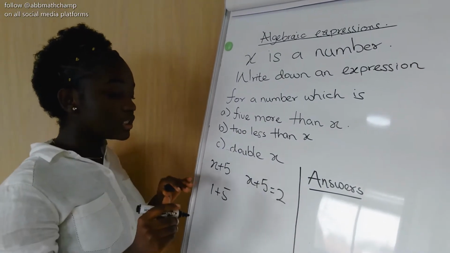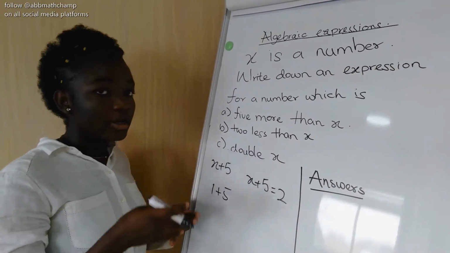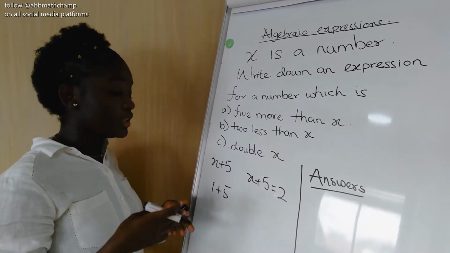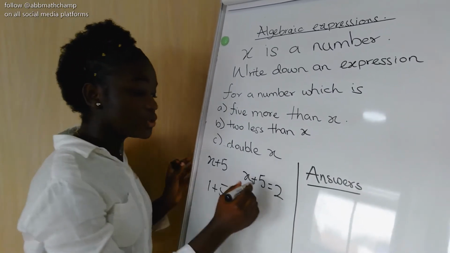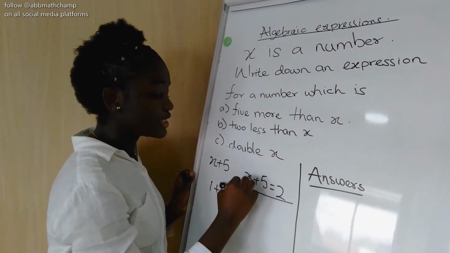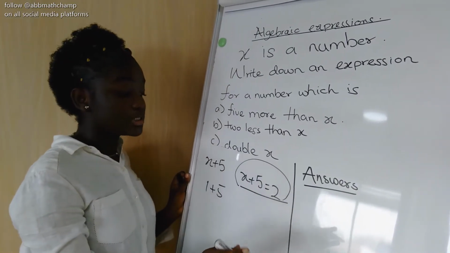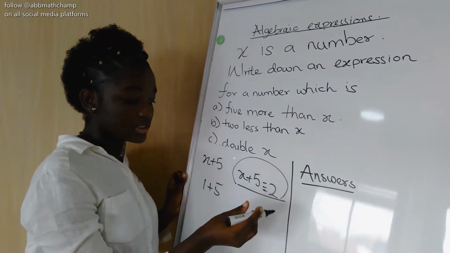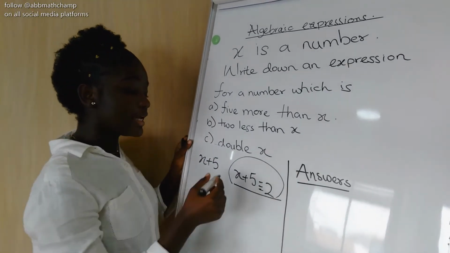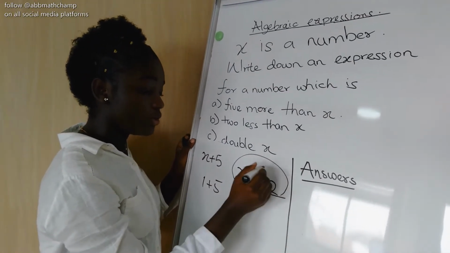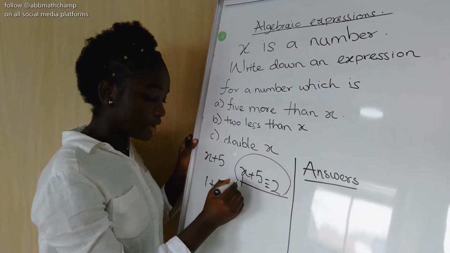So an expression basically is made up of variables, operation signs, and then numbers without an equal to sign. Without. So here we can rule this out that it's not an algebraic expression because it has an equal to sign. So if it's not an algebraic expression, what is it? It's an equation because of the equal to sign.